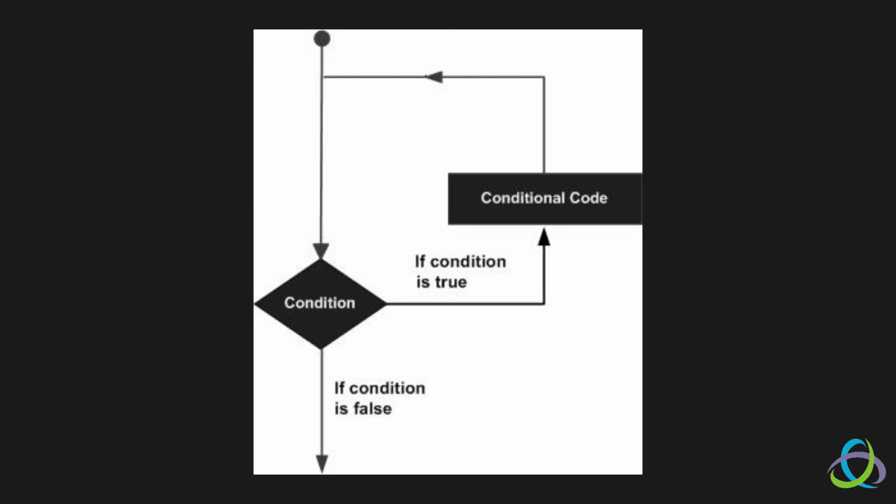Given below is the general form of a loop statement in most of the programming languages. A loop consists of two parts, a body of loop or the conditional code and a control statement or the condition. The control statement is a combination of some conditions that direct the body of the loop to execute until the specific condition becomes false.